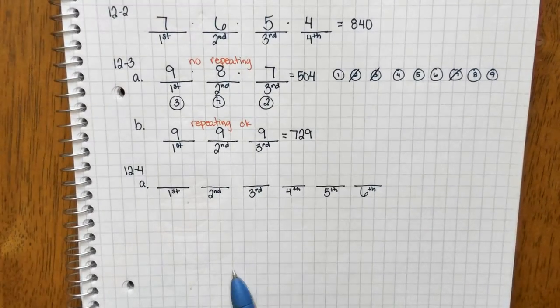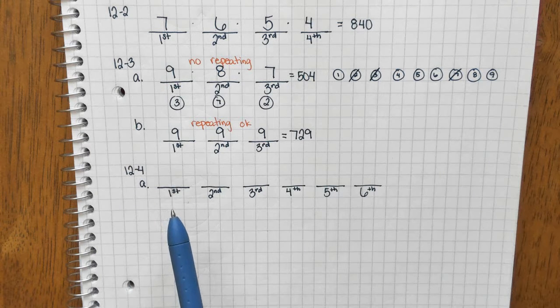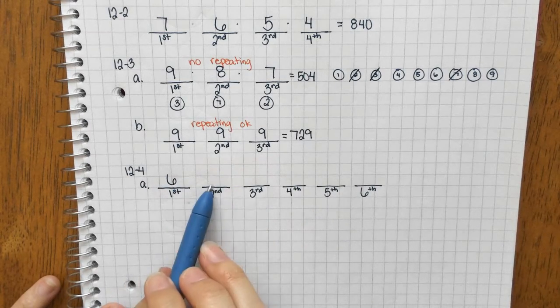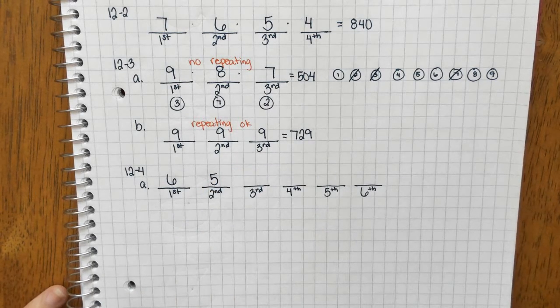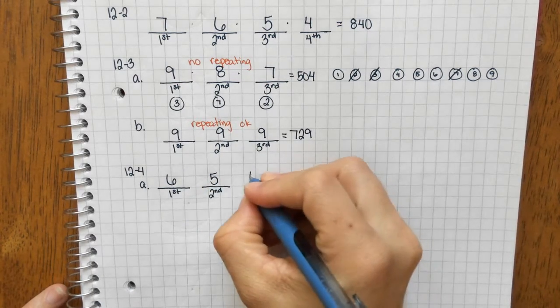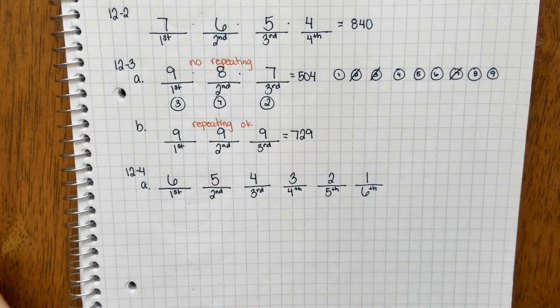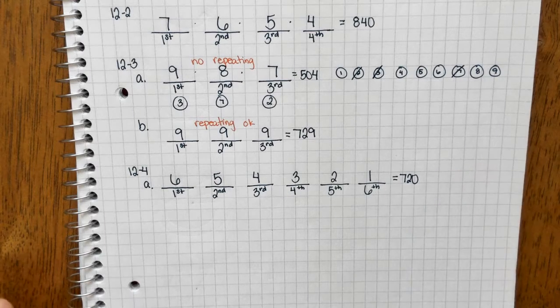So he's taking 6 classes. For first period, it can be any of those 6 classes: English, physics, government, pre-calc, Spanish, or journalism. Let's say it's Spanish. Well, now there's only 5 classes left that he could take second period. Let's say it's journalism. That only leaves 4 classes, 3, 2, and so on. So there would be 720 there.